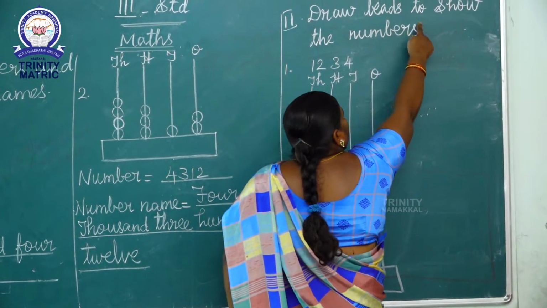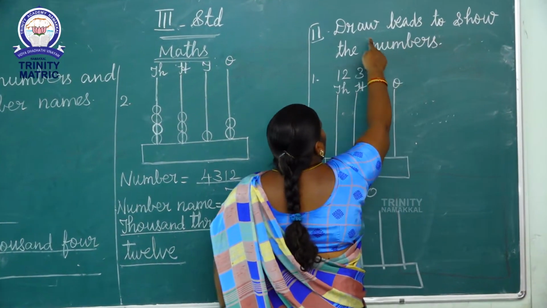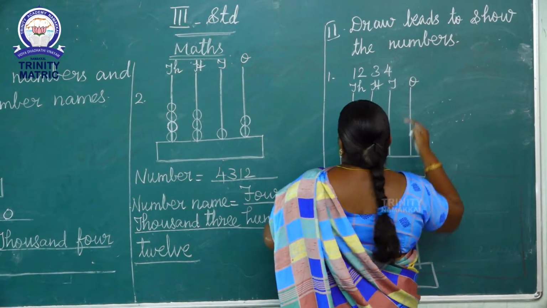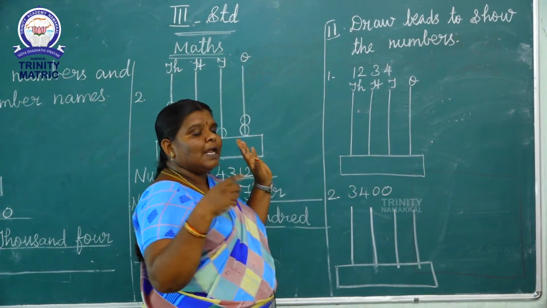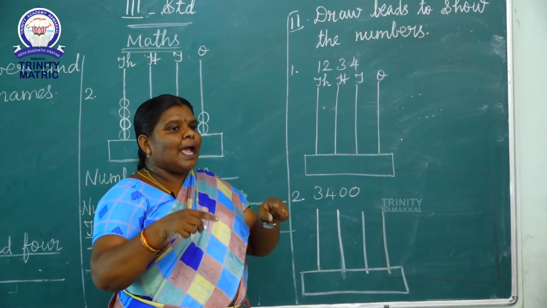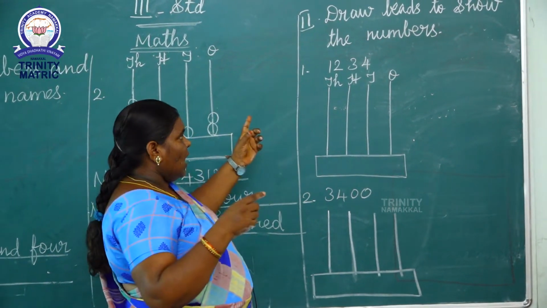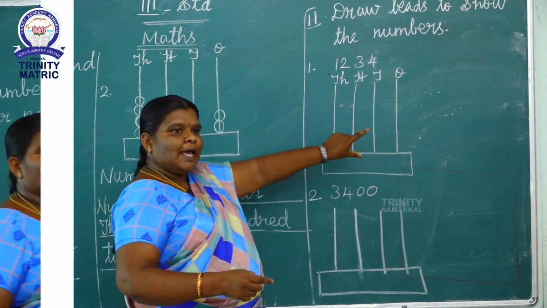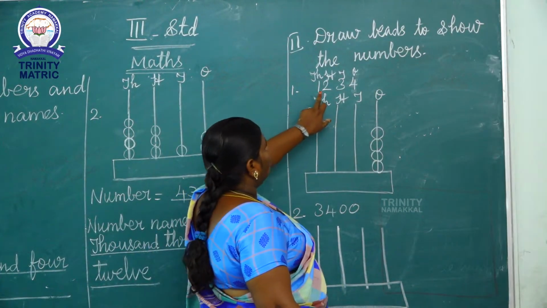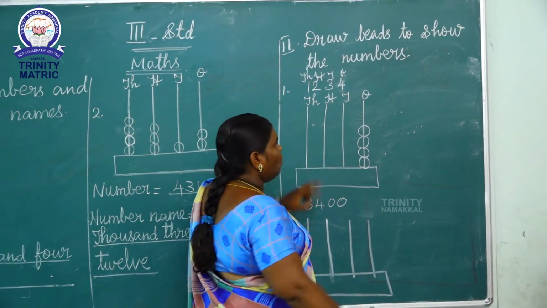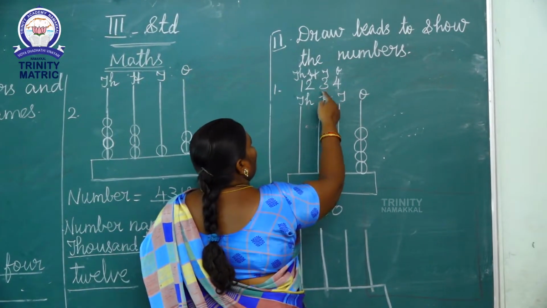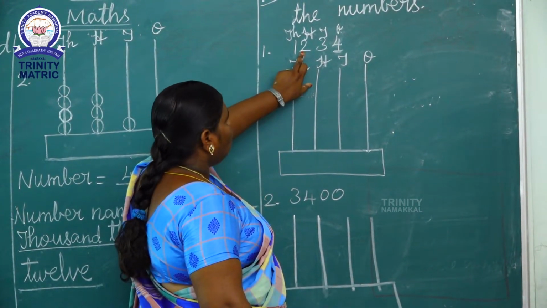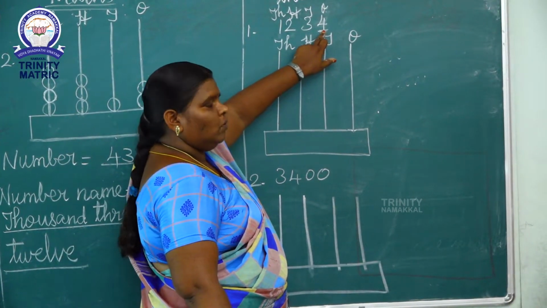Draw beads to show the number. In the before sum, they gave the beads. You count and write the number and number name. But in this sum, they gave the number. You draw the beads. Are you clear? Okay. See the first sum. First you write the place value. Ones, tens, hundreds, thousand. This number: 1234.